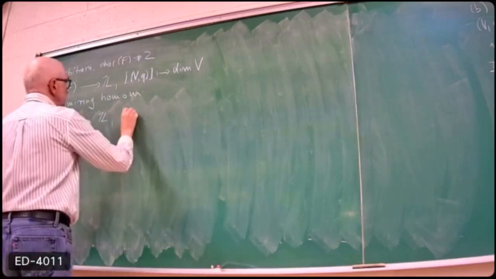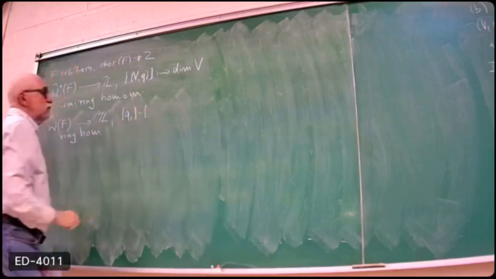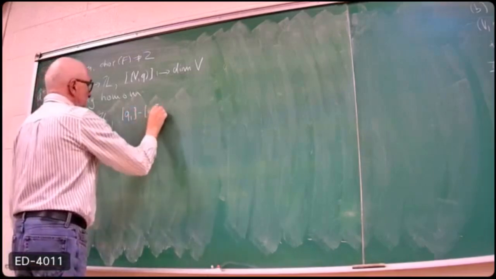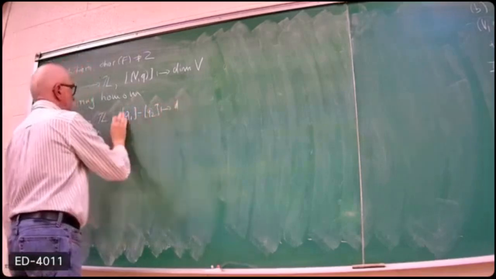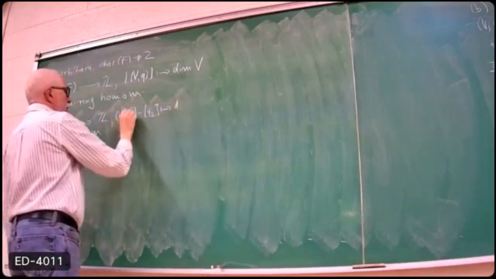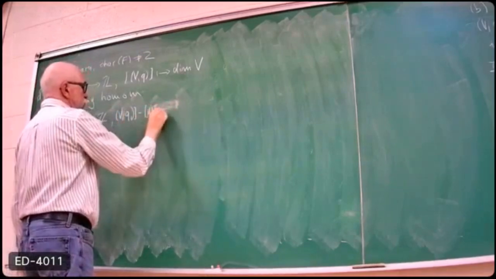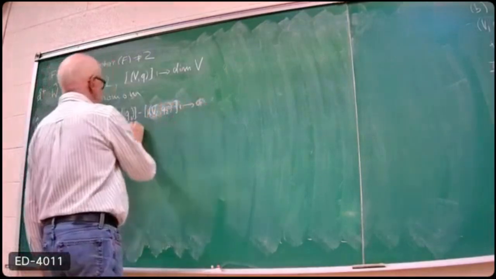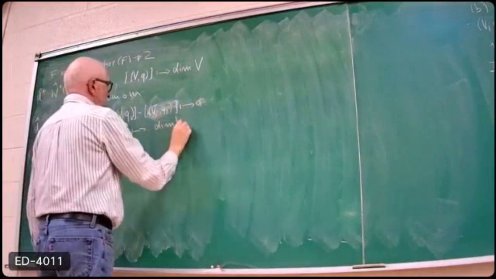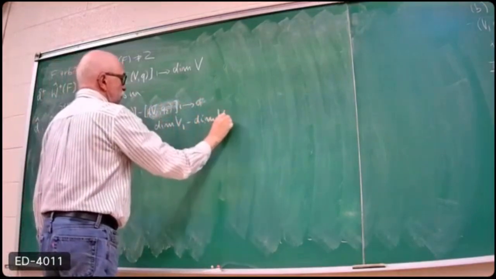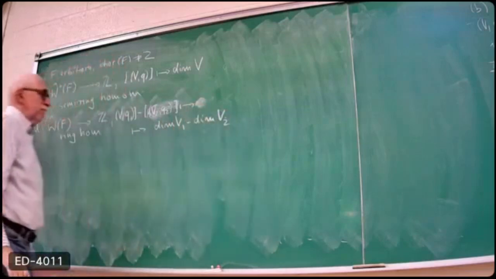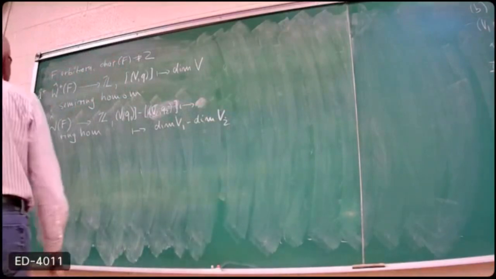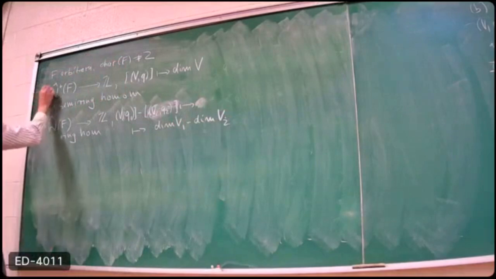Well, if we write the elements of the Witt-Grothendieck ring as differences, it just maps this as the dimension of V1 minus the dimension of V2.